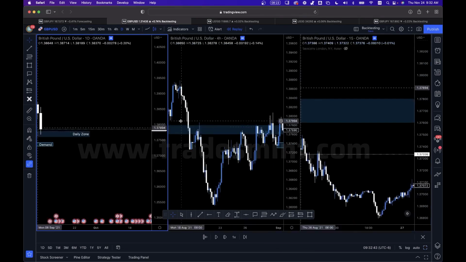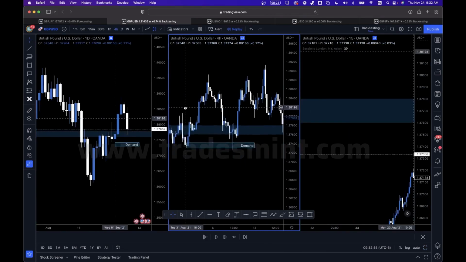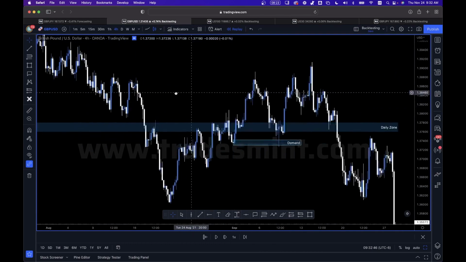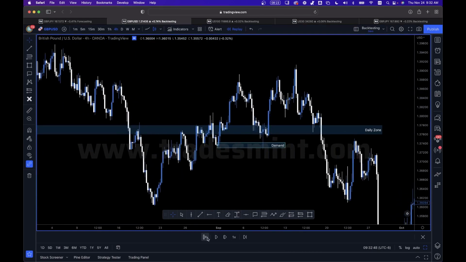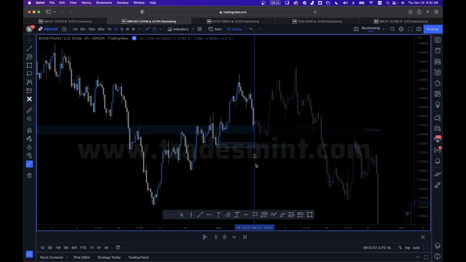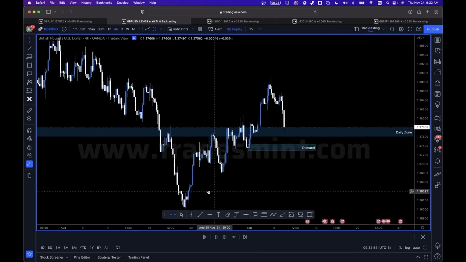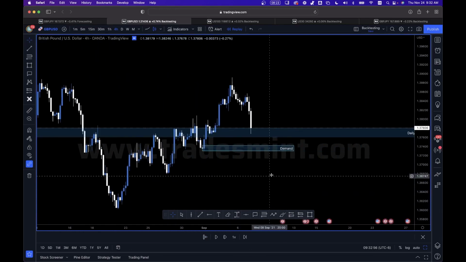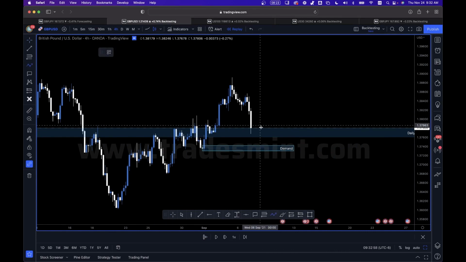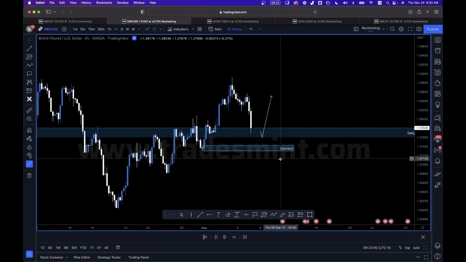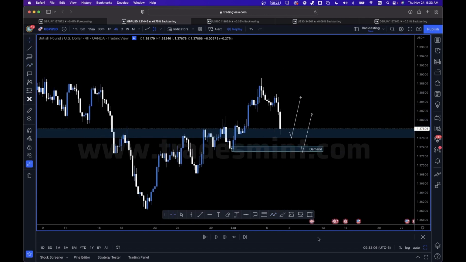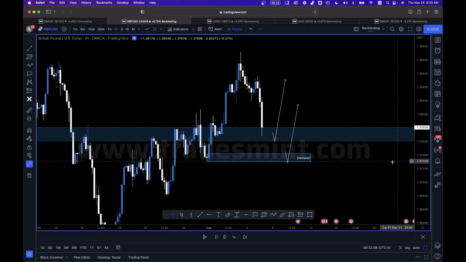So we're going to look at the 4-hour though. The 4-hour is where I mark up my demand zones. So we look at the 4-hour. One thing I want you to see is that there are a few different zones that we could buy from. Okay, if we're looking at it here. So here and here. We have to be flexible because price is not fixed.